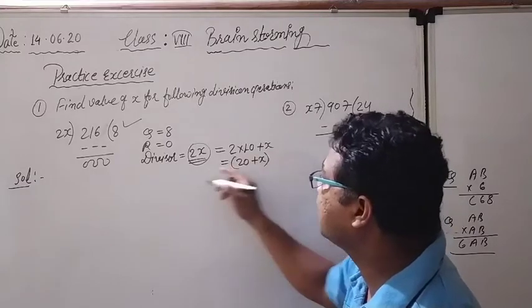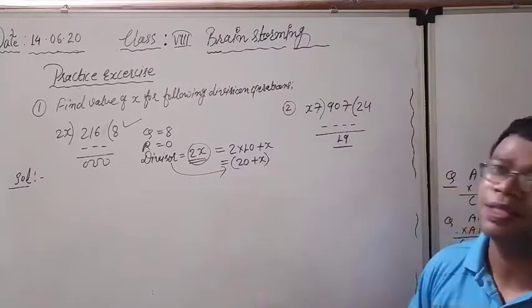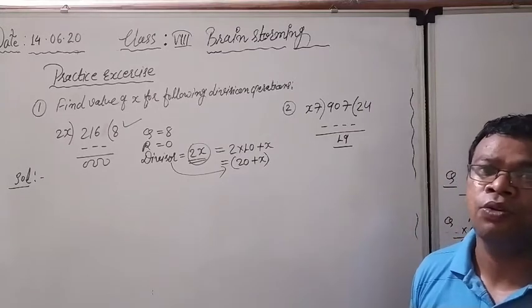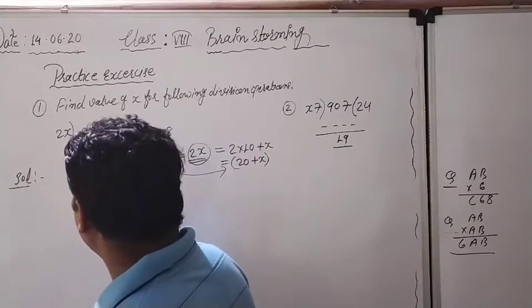So what is my divisor here? Actually my divisor is not 2x. It is 20 plus x. Is it clear to you? Yes. And after that you know the formula.